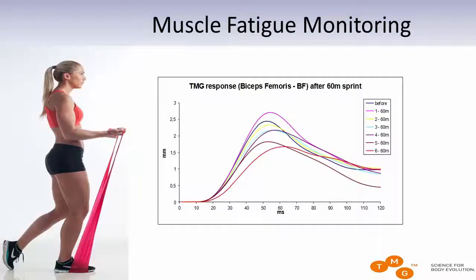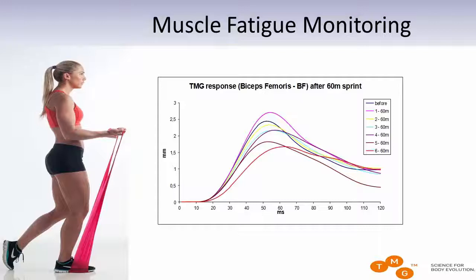This is an example of how you can use the TMG to monitor muscle fatigue. This example would be monitoring the biceps femoris muscle during sprint training. So you do a measurement before. In this case, this blue line is before the first run. Then after the first run, you get potentiation. As you may remember from the beginning, you get slightly higher displacement, so a little bit higher activation.